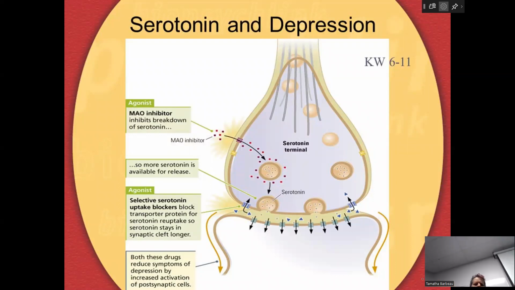So, serotonin and depression. Serotonin is released from a neuron to another neuron, into the synapse. And if you have low serotonin, it is associated with depression. So there's really nothing on this slide except, oh, look, SSRIs, which prevent the reuptake of the serotonin by that neuron, so more remains in the synapse.